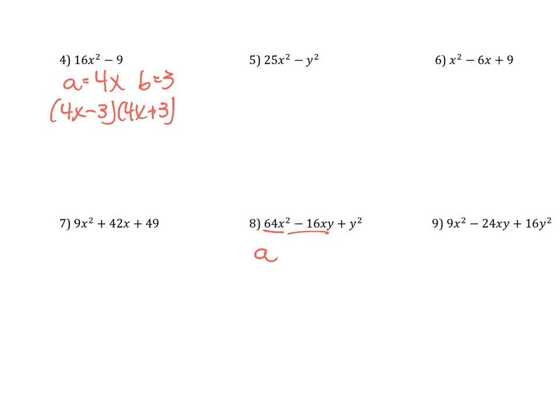For a, we're looking at this first term, 64x squared. What's the square root of both of those? The square root of 64 is 8. The square root of x squared is x, so a is just 8x. If we look at the b term, that's going to come from the last term there. What's the square root of y squared? It's just y. So if I recognize the perfect square trinomial pattern, I know this just factors to (8x - y)(8x - y). Okay? So be careful identifying the a and b, but then it should make the rest fairly simple.